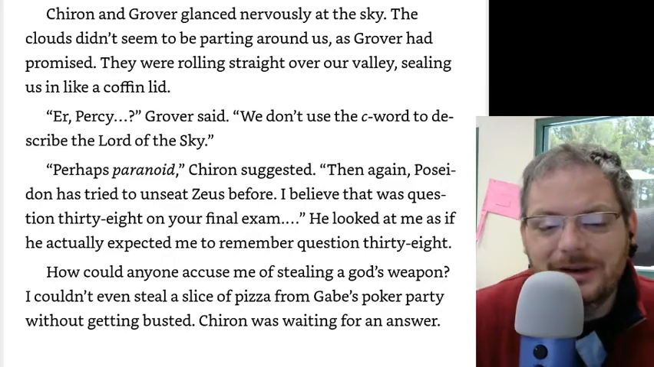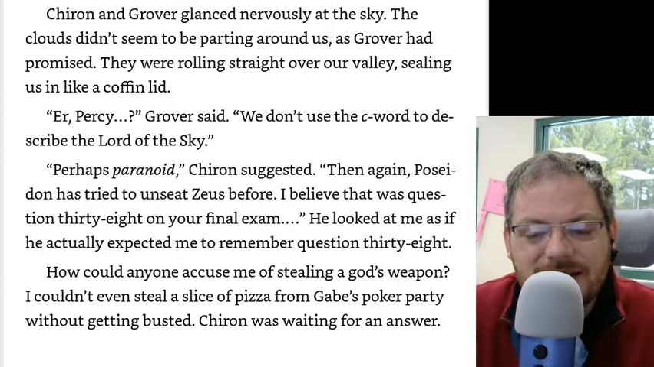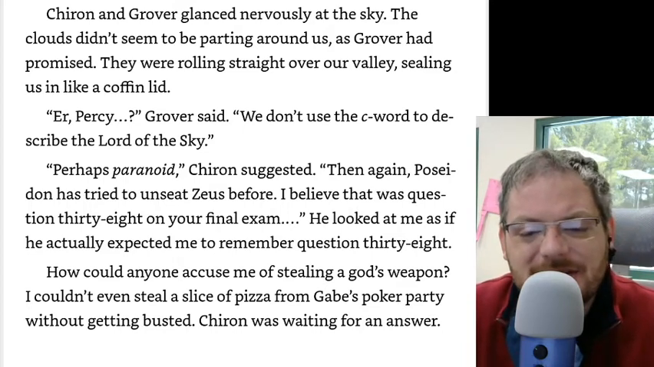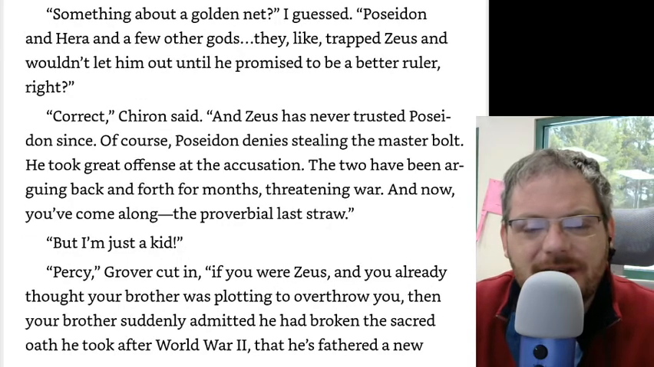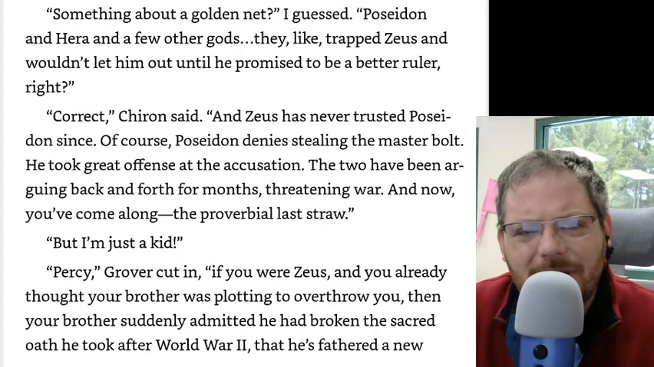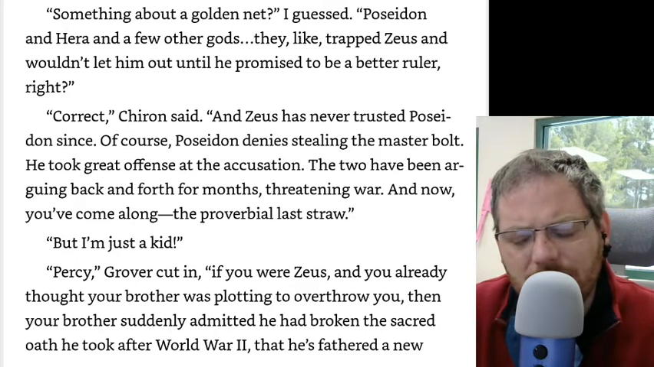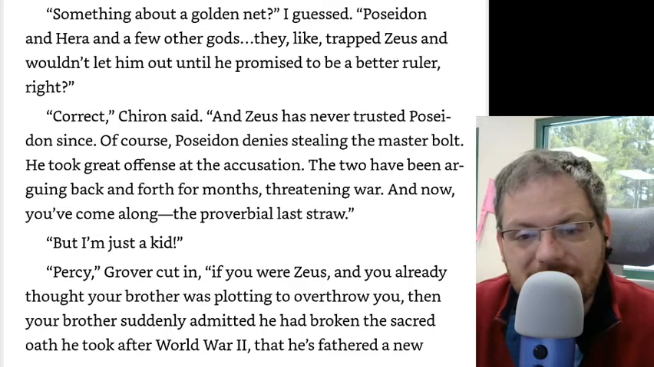How could anyone accuse me of stealing a god's weapon? I couldn't even steal a piece of pizza from Gabe's poker party without getting busted. Chiron was waiting for an answer. "Something about a golden net, I guess. Poseidon and Hera and a few other gods, they trapped Zeus and wouldn't let him out until he promised to be a better ruler, right?" "Correct," Chiron said, "and Zeus has never trusted Poseidon since."